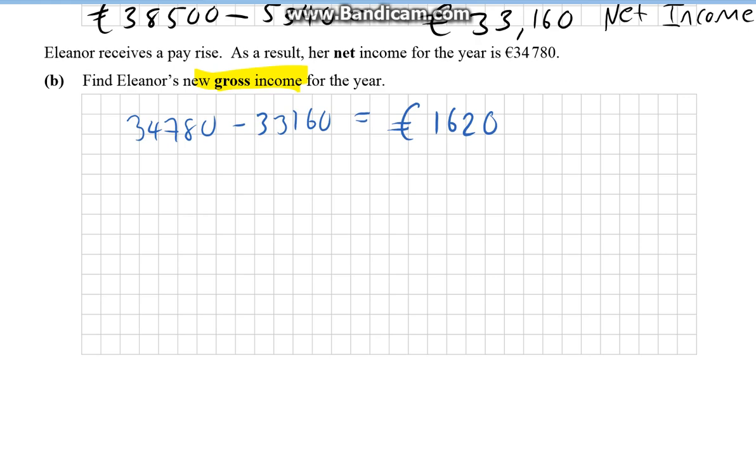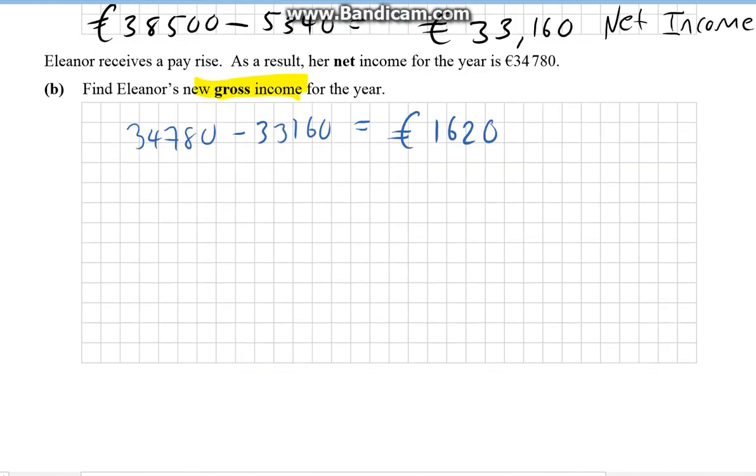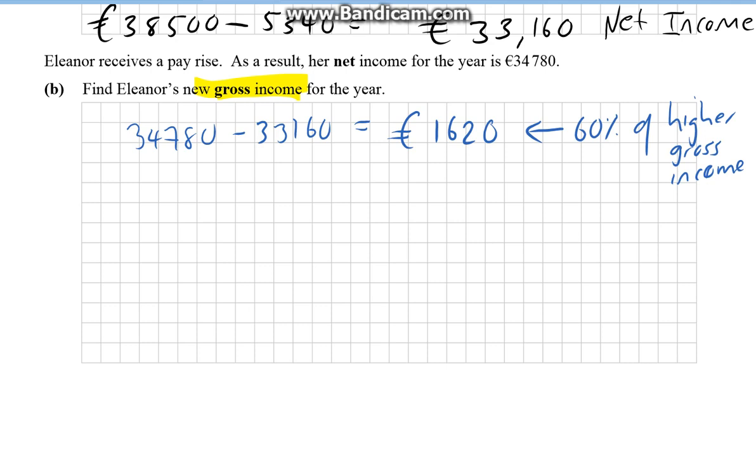So if we remember back, Eleanor got taxed, her standard cut-off was 20%, and then her higher rate of her gross was taxed at 40%. So this remaining part here is going to be 60% of her higher gross income. So if that's 60%, because she already paid tax on 40% of it, we know 60% is equal to 1620.